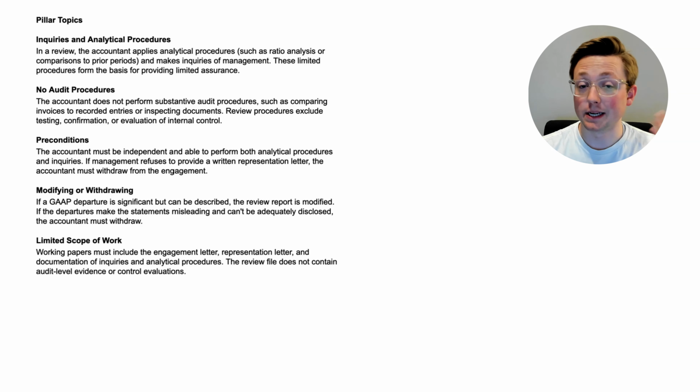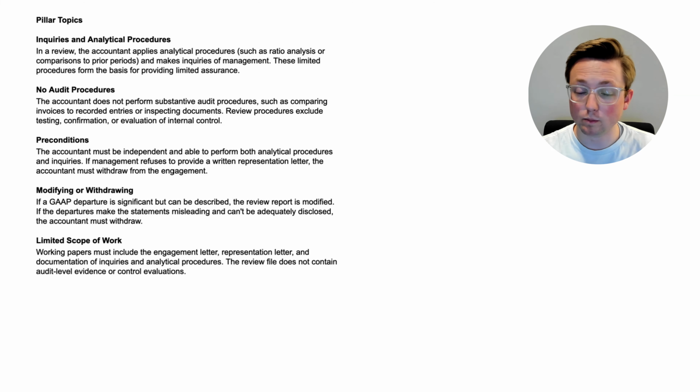Now let's talk about the preconditions that need to be met for a review engagement. The accountant must be independent, and we didn't talk about that too much, but now you know, and able to perform both analytical procedures and inquiries. If management refuses to provide a written representation letter, the accountant must withdraw from the engagement. We did talk a lot about that one. If that's not going to be there, then the accountant can't be in the engagement. And I threw in that they do have to be independent. I was actually going to go over that a little more in the member version of the video, so just letting you know.